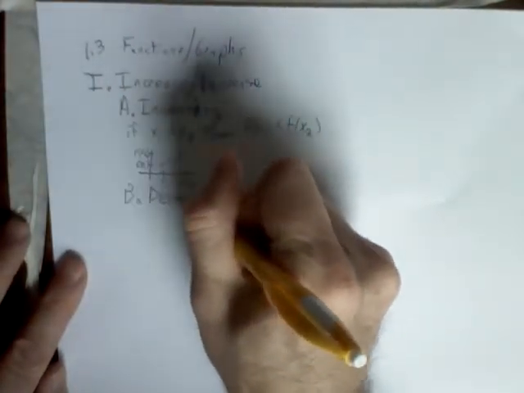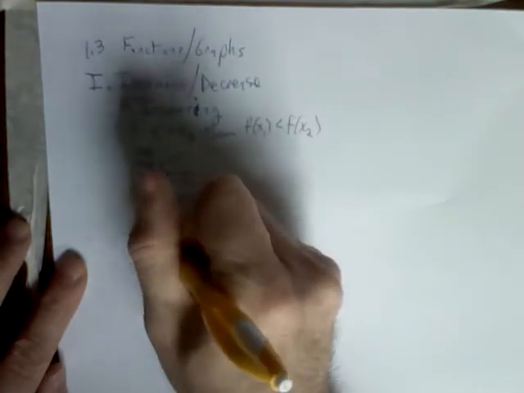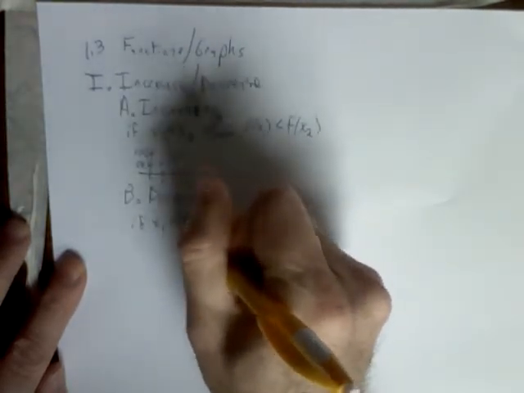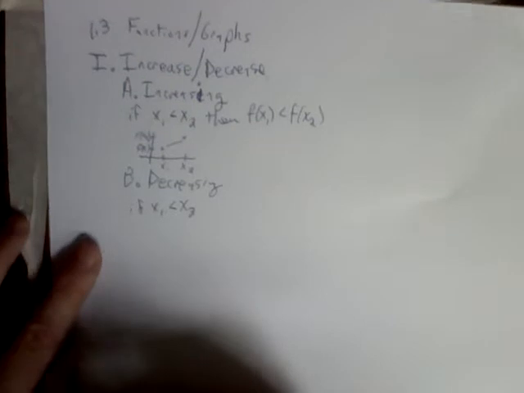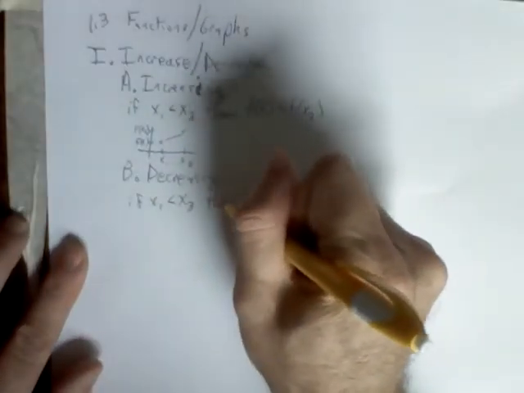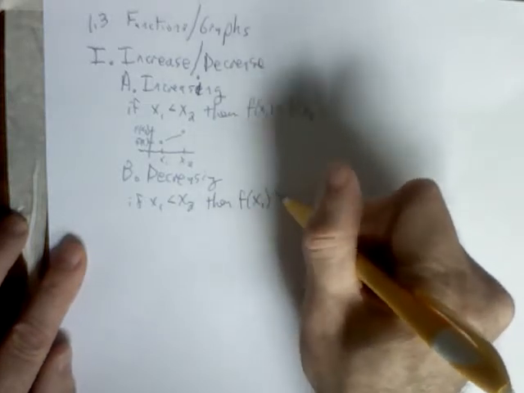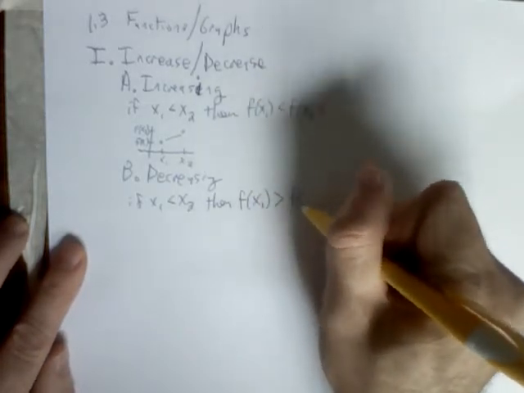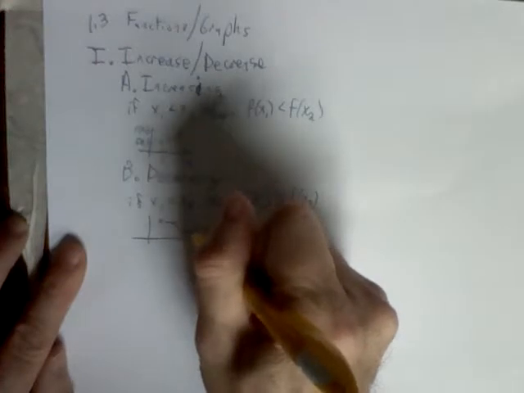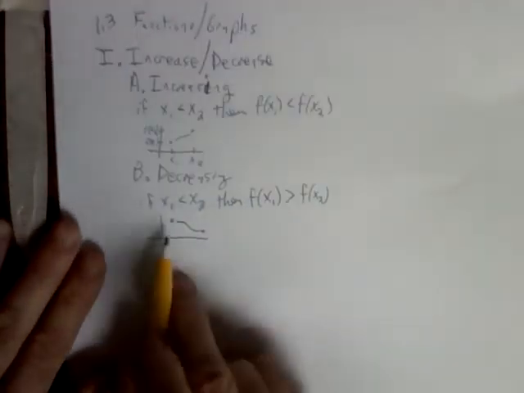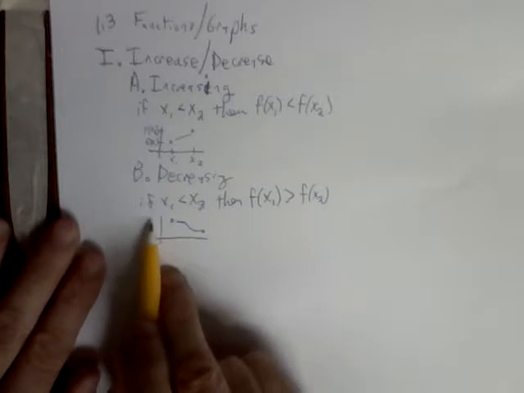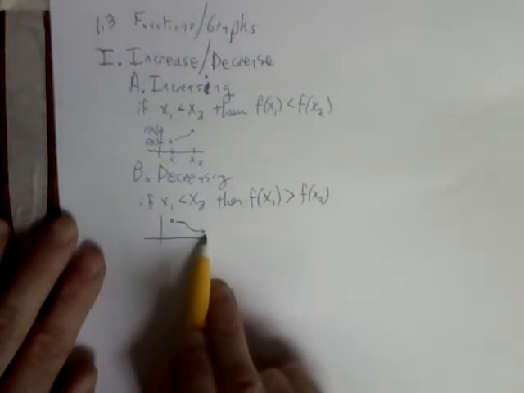Okay. And we have decreasing, so same sort of definition. If x1 is less than x2, you can almost sort of guess what's coming. Then the first value will be less, or rather greater than the second value, f of x2. So you can imagine the graph here in this case will look something like this. Okay. So f of x1, the height of the first one, will be greater than the height of the second one.